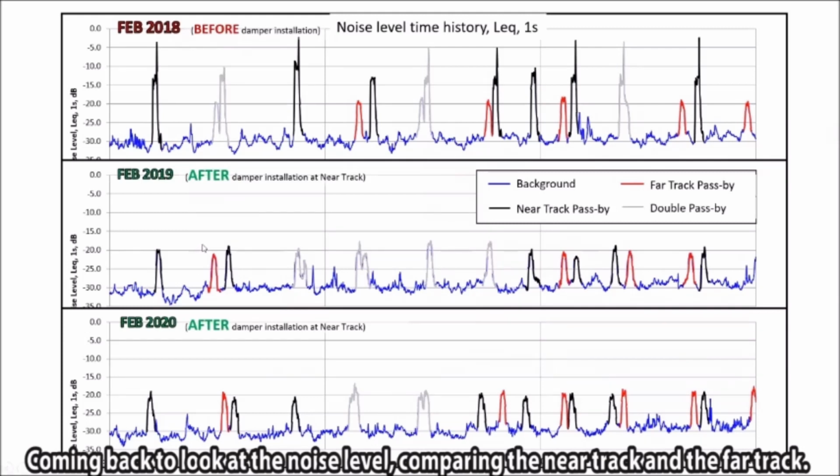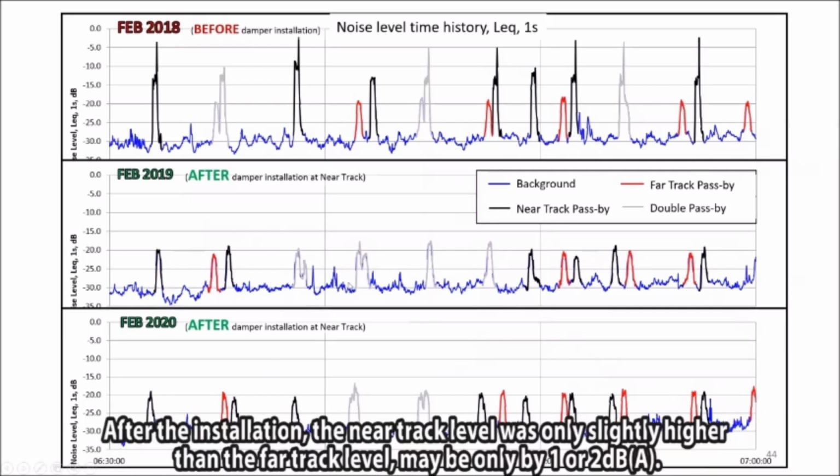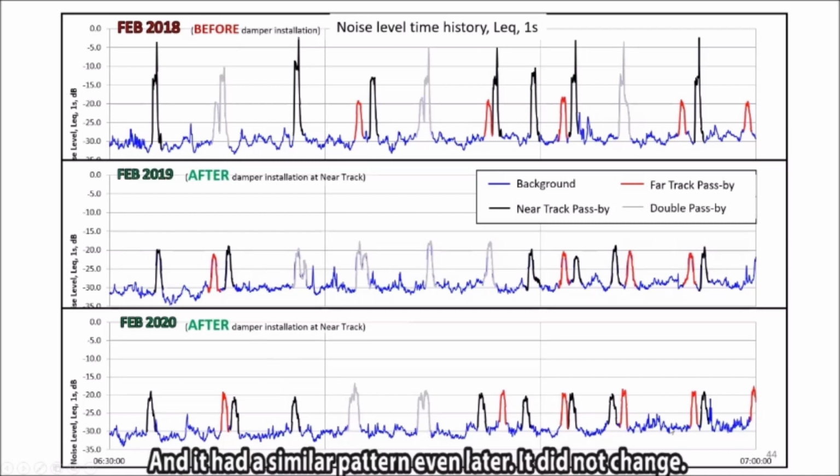Okay, come back to look at the noise level. Compare the near track and far track. In the beginning, the near track and far track have around 15, 16 dB difference. After the damper installation, the near track level is slightly higher than the far track level, maybe by 1 or 2 dB. And it has a similar pattern even later.